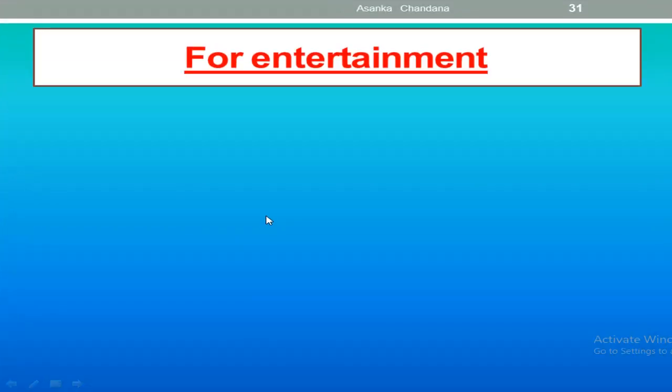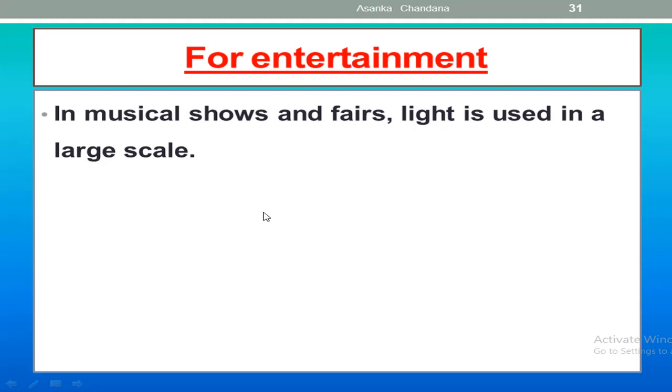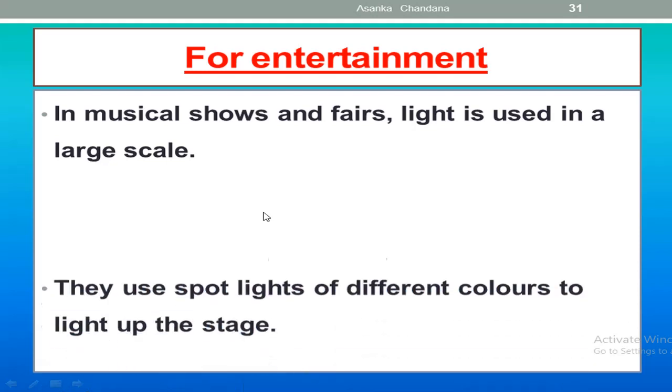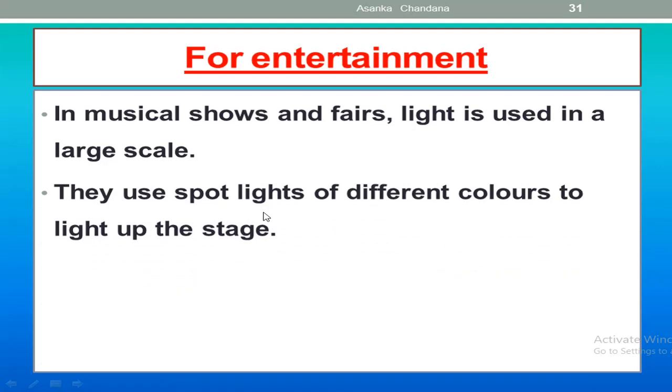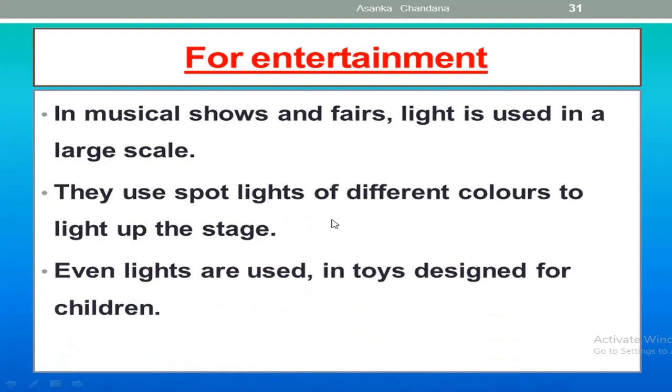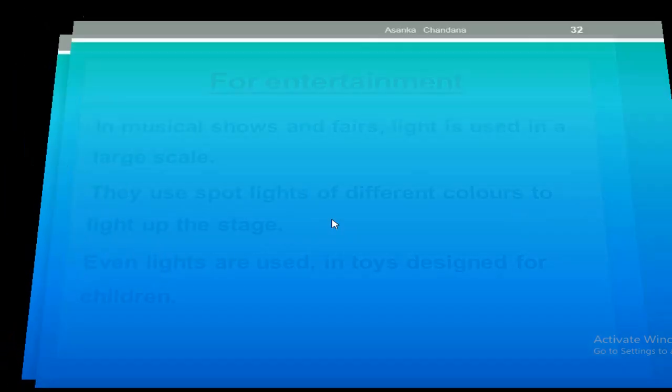Next one. For entertainment also, light can be used. In musical shows and fairs, light is used on a large scale. They use spotlights of different colors to light up the stage. Even lights are used in toys designed for children.